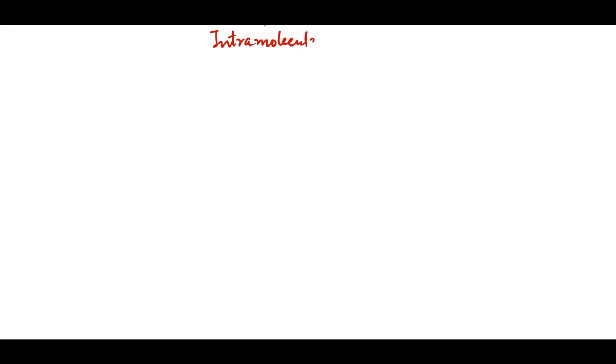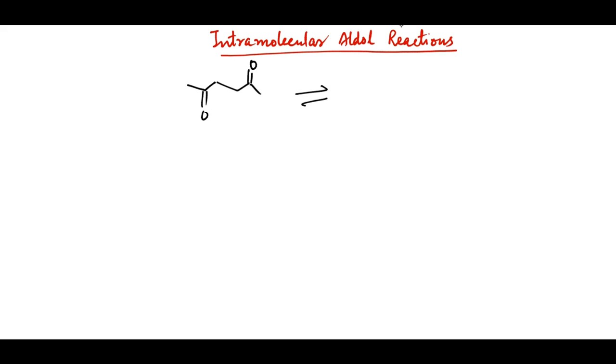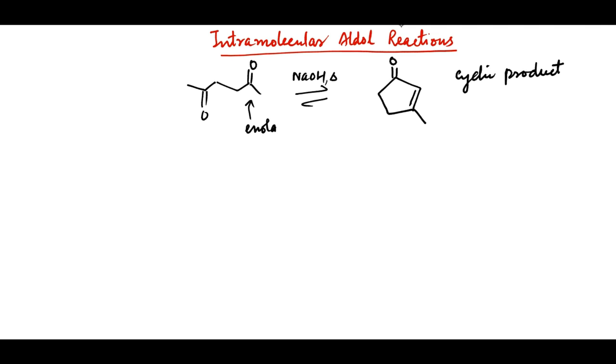Compounds that possess two carbonyl groups can undergo intramolecular aldol reactions. Consider the reaction that occurs when 2,5-hexanedione is heated in the presence of aqueous sodium hydroxide. In this case, a cyclic product is formed. The mechanism for this process is nearly identical to the mechanism for any other aldol condensation, but with one notable difference: the enolate is formed on one carbonyl, and the other carbonyl group acts as the enolate acceptor, both present in the same molecule, resulting in an intramolecular attack.